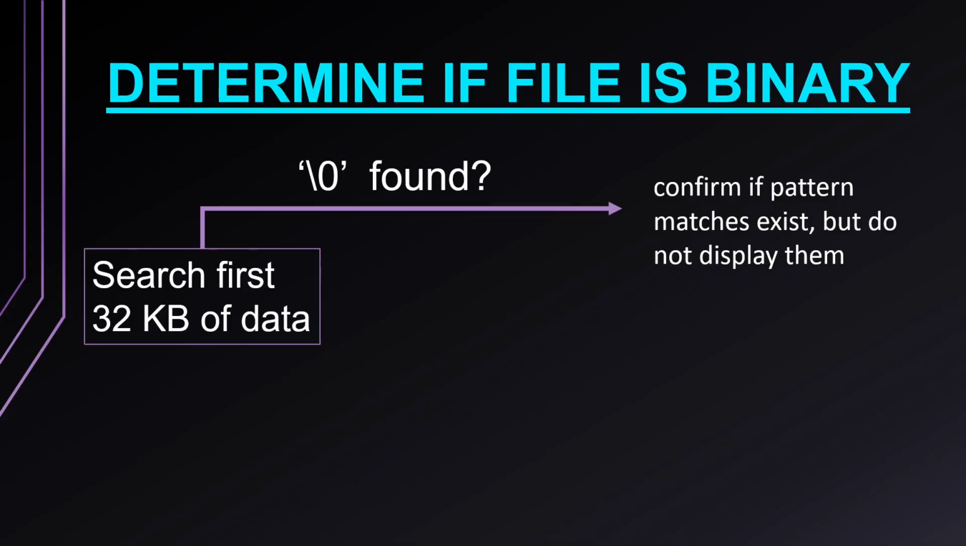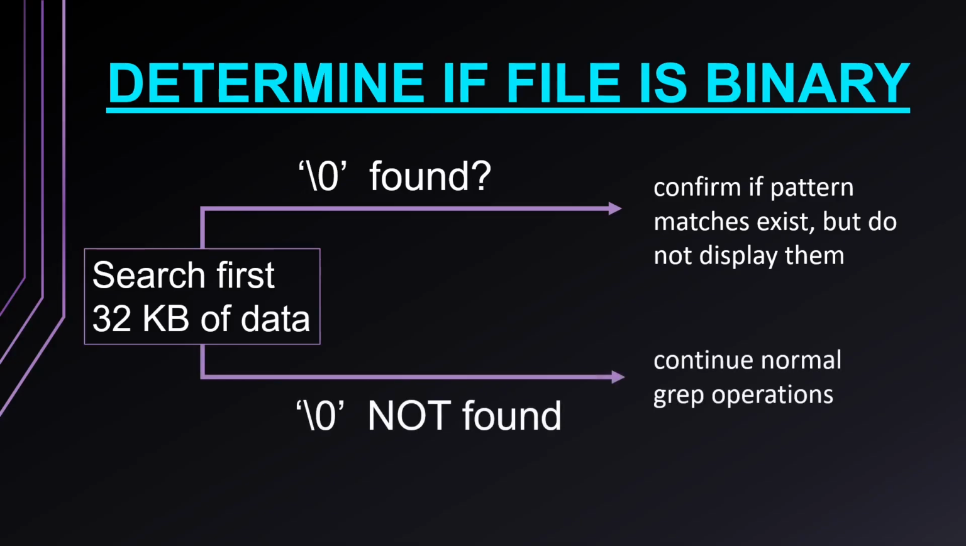But by default, it will not display the patterns found. Instead, it will simply say binary file matches if a match is found. On the other hand, if grep does not see a null byte in the first 32 kilobytes of a file, it will continue with its search operations on the file and display the results in its normal manner. Why do the null bytes matter? Well, you don't typically find null bytes in files meant for human consumption, so the presence of a null byte is a safe bet that the file is meant for another purpose other than human beings reading it.